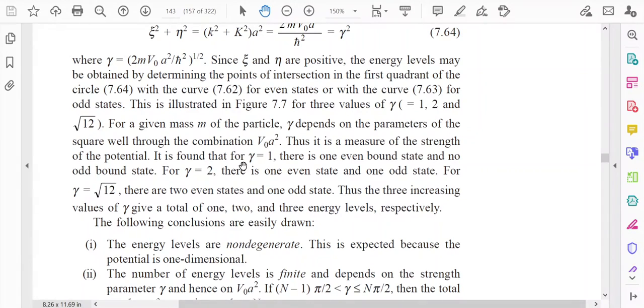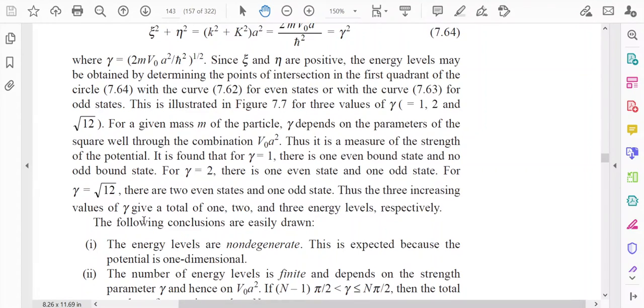It is found that for gamma is equal to 1, there is one even bound state, as there is an intersection with the tan curve. That is why we are saying that there is one even bound state and no odd bound state. For gamma is equal to 2, there is one even state, that is one intersection with the tan curve, and one odd state, that is one intersection with the cot curve. And for gamma is equal to root 12, there are two even states, that is two intersections with the tan curve, and one odd state, meaning one intersection with the cot curve.